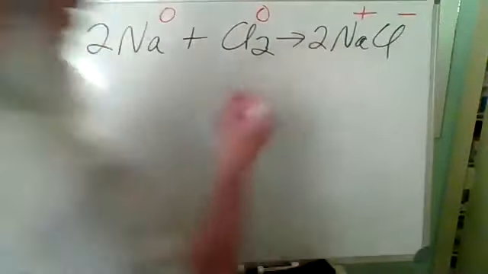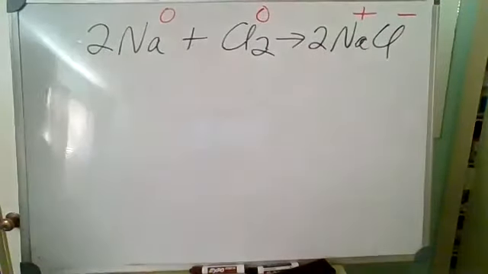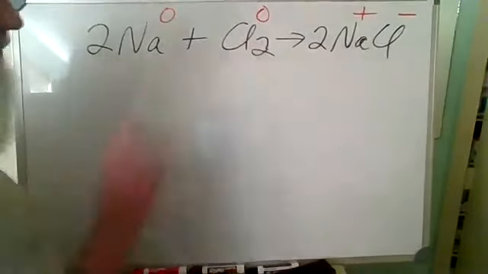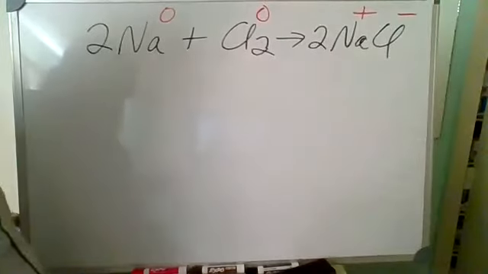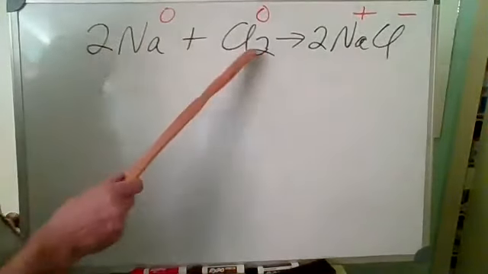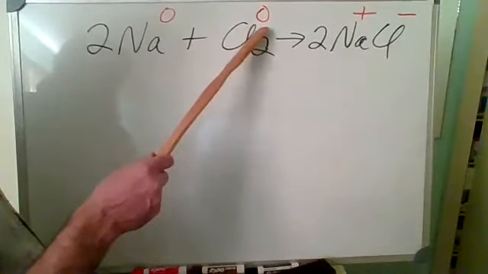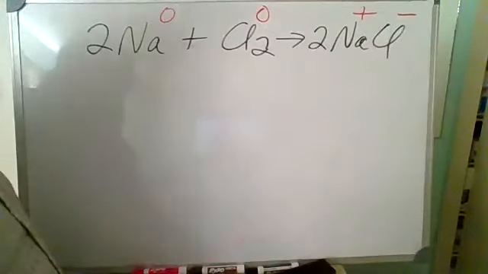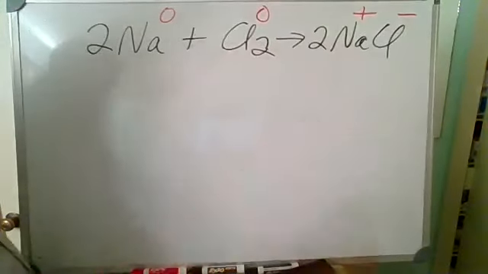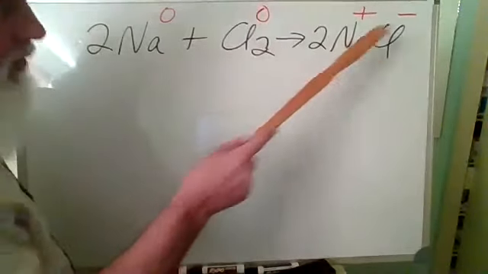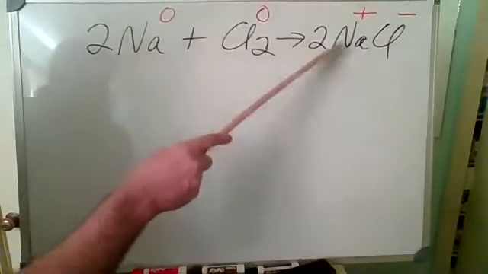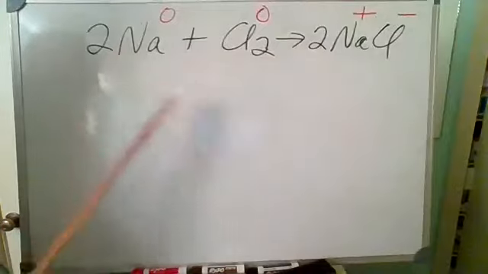So here, we have proven that this is an oxidation reduction reaction. The sodium started out neutral, ended up as +1. That means it lost an electron. The chlorine started out as neutral and ended up as -1. It gained an electron. So an electron has been transferred from the sodium to the chlorine.